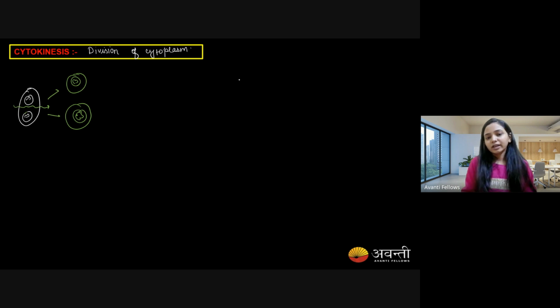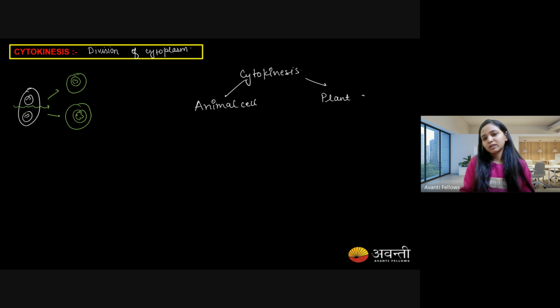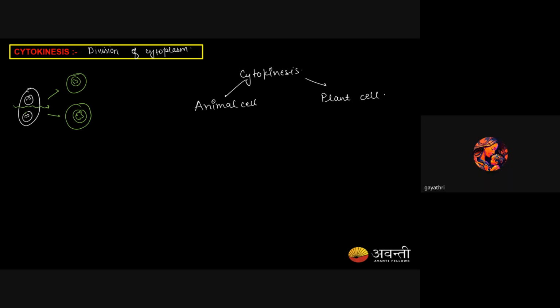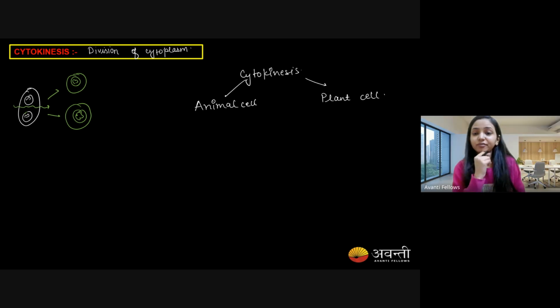In cytokinesis, the process can be different for different cells. What is the difference between animal cell and plant cell? Tell me a basic difference. In animals, there is no cell wall. In plants, there is a cell wall. Exactly. In animal cell, we do not have any cell wall. But in plant cell, we have a cell wall, which is made up of cellulose.